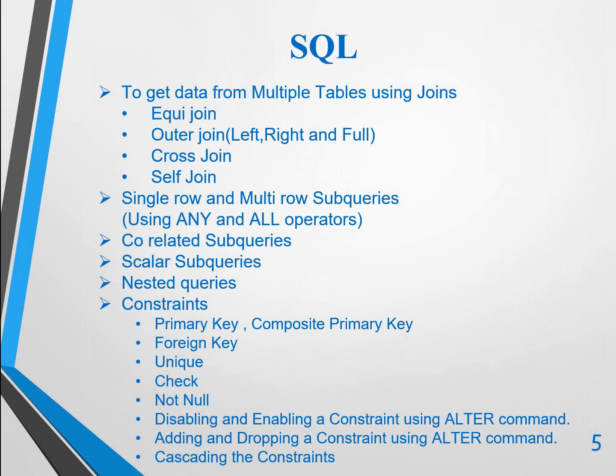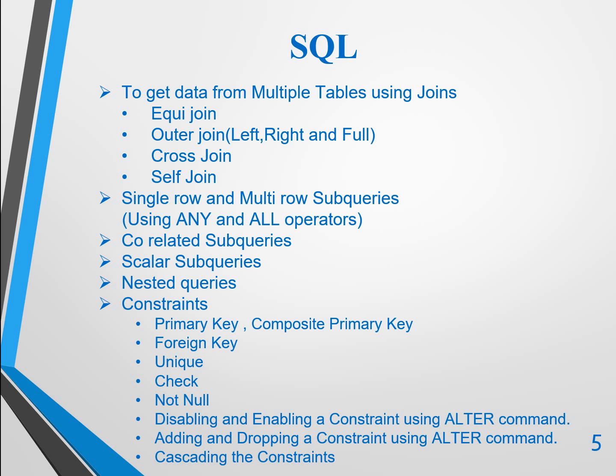Then we have a concept called as joins to get the data from multiple tables. The joins contains equi-join, outer join, which again has left outer join, right outer join, and full outer join. Then we have cross join and self join. We have a concept called as subqueries, which are single row and multi-row subqueries. This will use any and all operators. Then correlated subqueries, scalar subqueries, and nested queries.